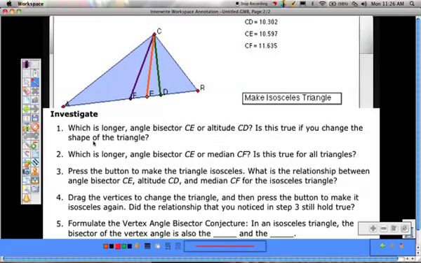Here it just asks which is longer, the angle bisector CE or the altitude CD. So we can look at these numbers right here. CE is the angle bisector, cuts the angle in half, and that's 10.57. CD is the altitude. It makes a 90-degree angle with the opposite side. So here's CD. And so in this triangle, CE, the angle bisector, is longer. Is it true if you change the shape of the triangle? You'll find that when it changes the shape, this will also change. So this is not always.